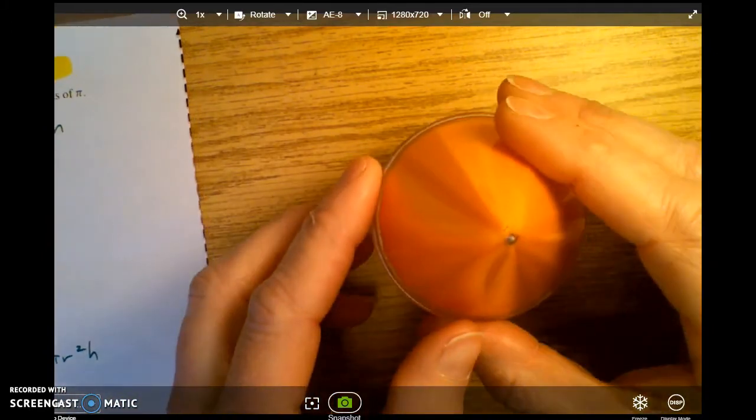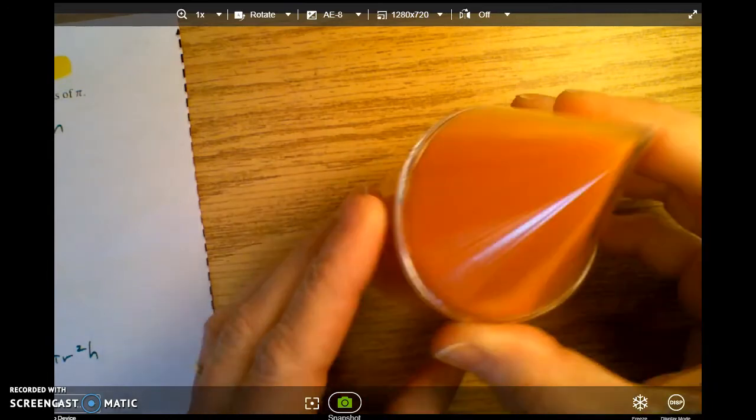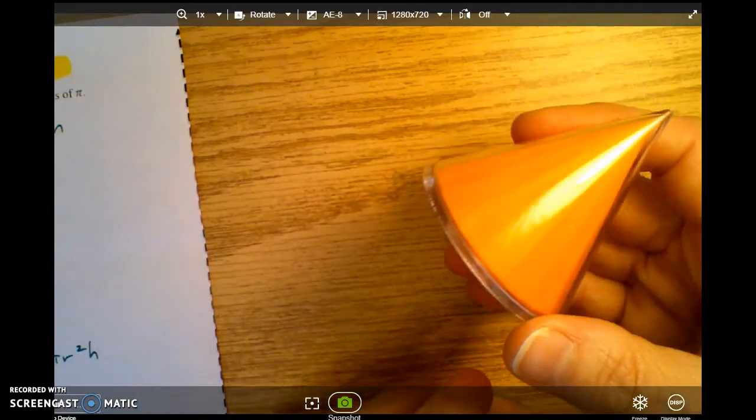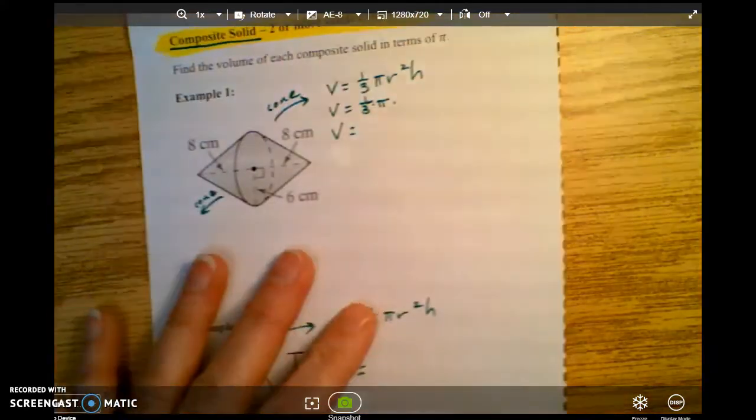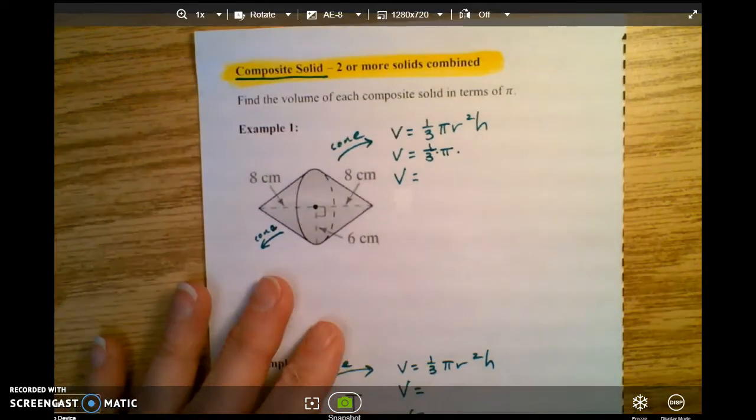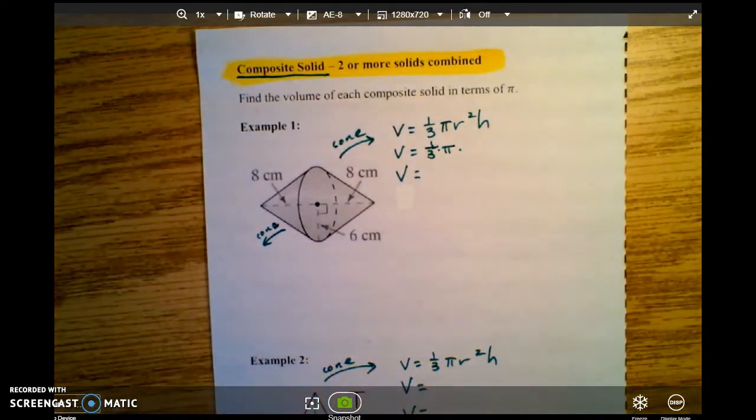We could find the volume of this shape if we had a couple of measurements. Another example is if I had two of these cones, I could glue them back to back. And that is the first question that we're going to look at on our note sheet. It says find the volume of each composite solid in terms of pi.